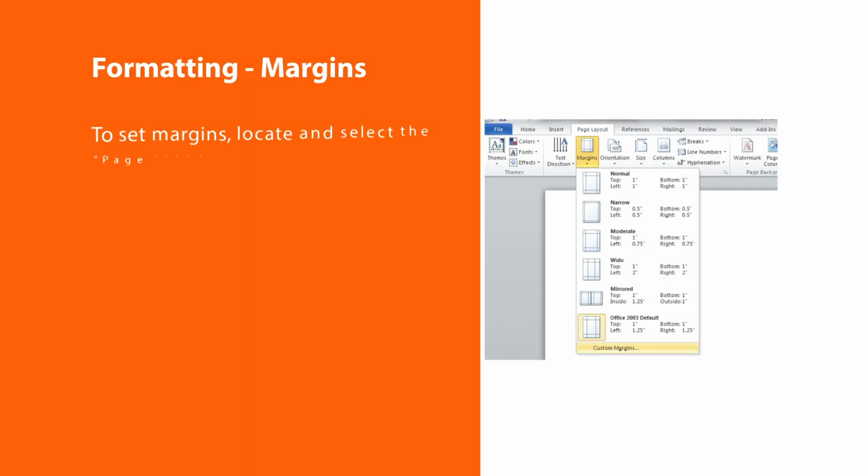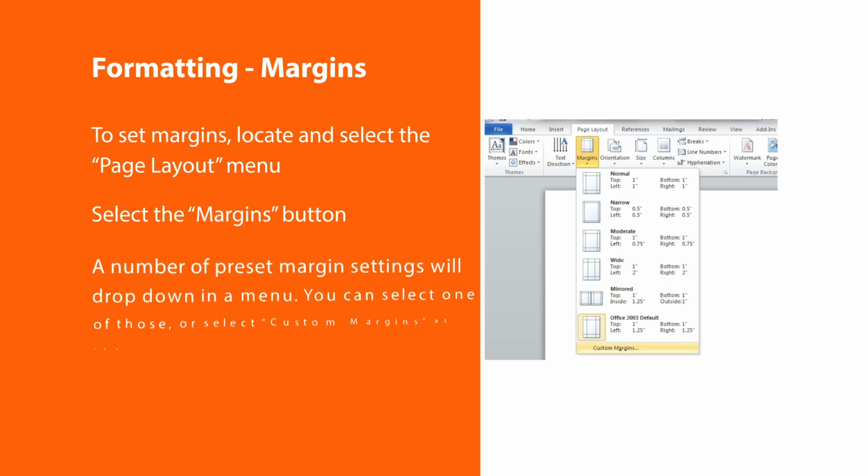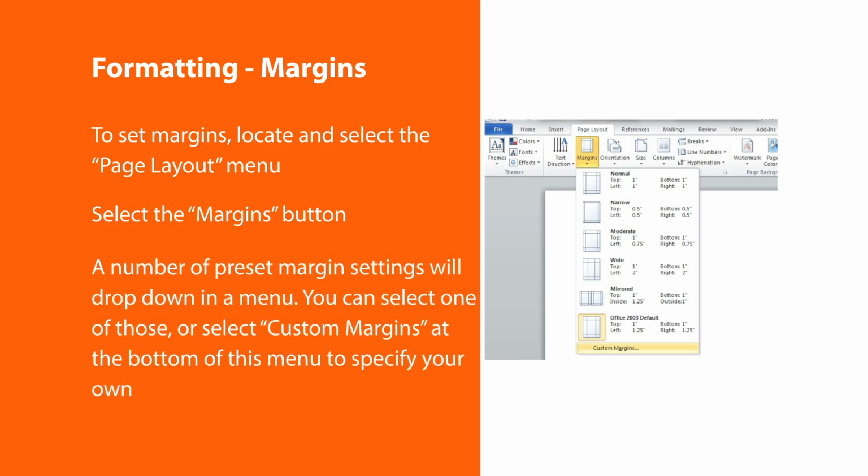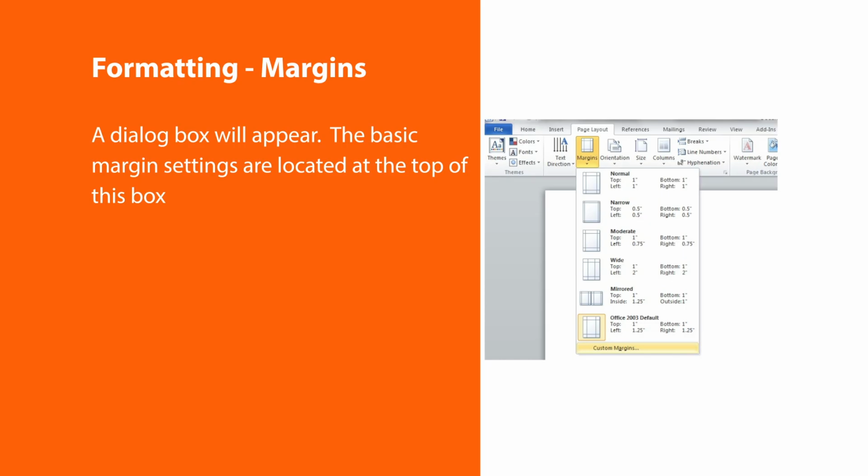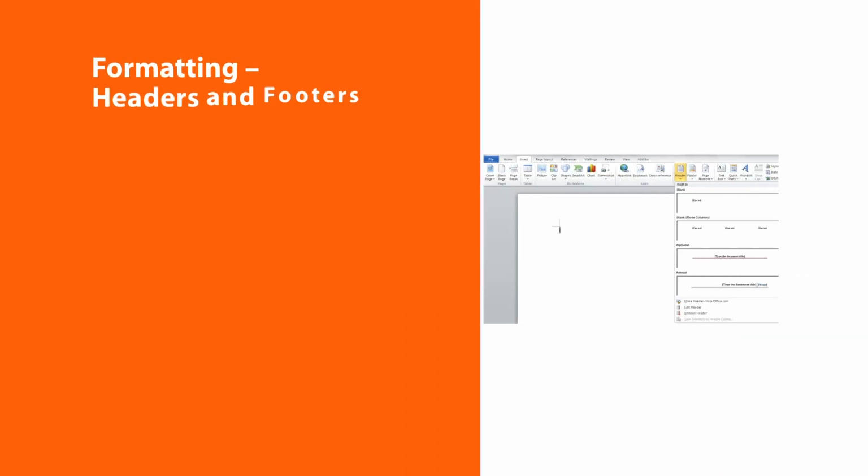So to set margins, locate and select the page layout menu. Select the margin button. A number of preset margin settings will drop down in a menu. You can select one of those or select custom margins at the bottom of this menu to specify your own. A dialog box will appear. The basic margin settings are located at the top of the box, and also note that the orientation portion of this menu is there.